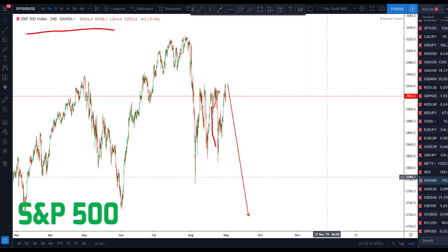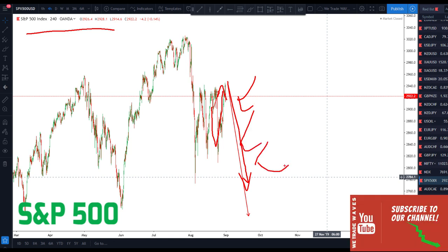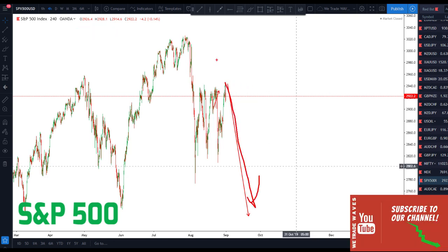SPX, we've got this up move and now we are expecting downside. Wait for your setup to go with this downside. We are expecting one more move down, similar to this one and similar to this one. We are expecting here in SPX, one more move down.